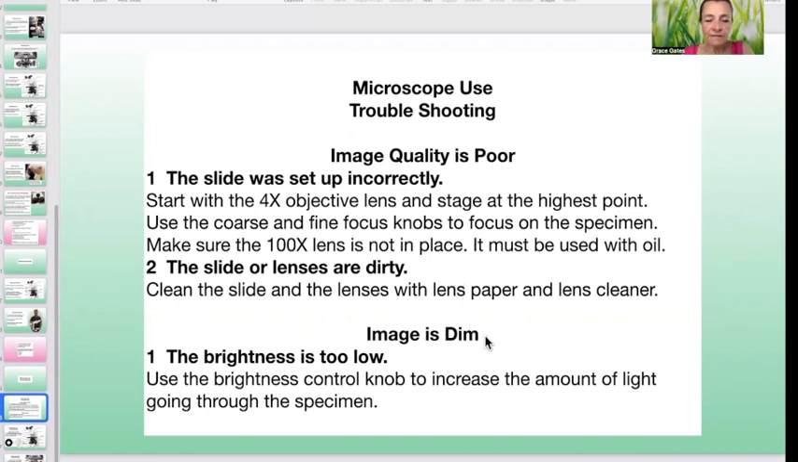Perhaps the image is dim. That usually means that the brightness is too low. So you want to use the brightness control knob to increase the amount of light going through the specimen. This is especially a problem at higher magnifications. Again, at the 400 times magnification using your 40x objective lens, you're pretty much going to have your brightness control knob turned all the way up.